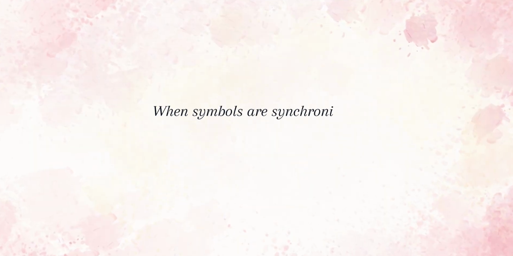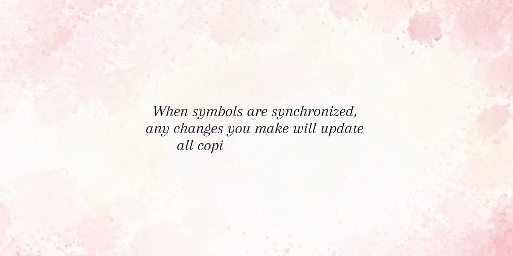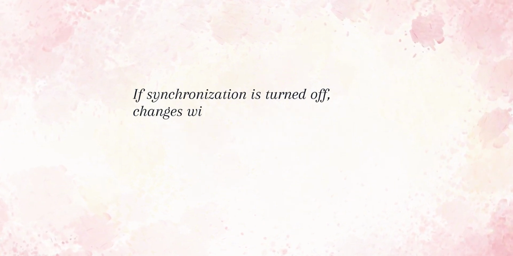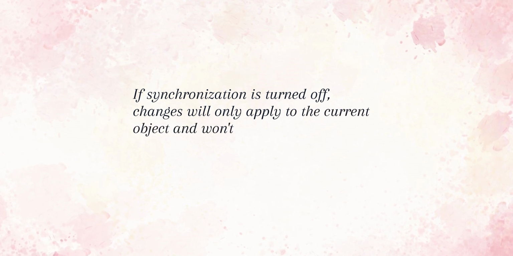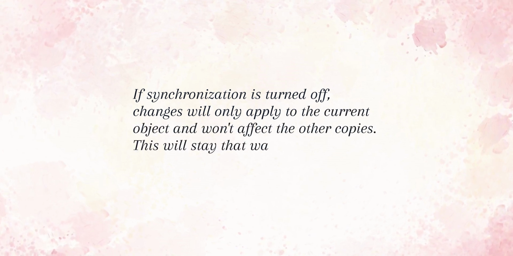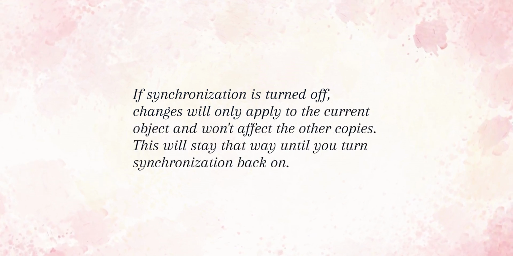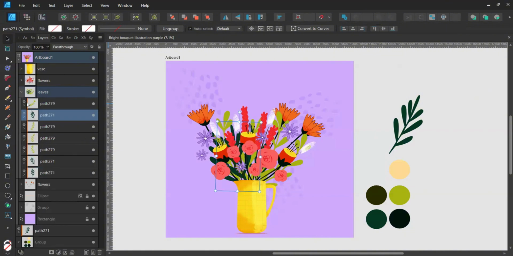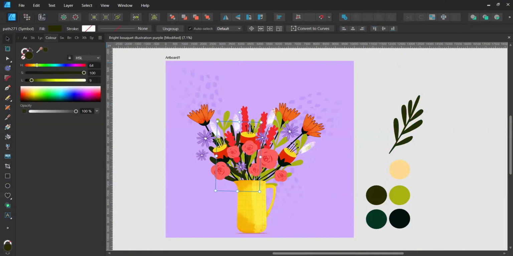When symbols are synchronized, any changes you make will update all copies of that symbol. If synchronization is turned off, changes will only apply to the current object and won't affect the other copies. This will stay that way until you turn synchronization back on. In this illustration, you'll see how the sync option works. When sync is enabled, any changes made to a master symbol will affect all copies of that symbol. So for example, if I change the color of this leaf, the other leaves will change color as well.